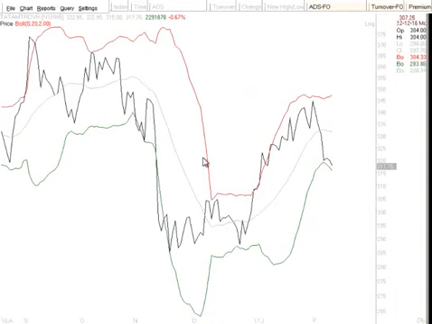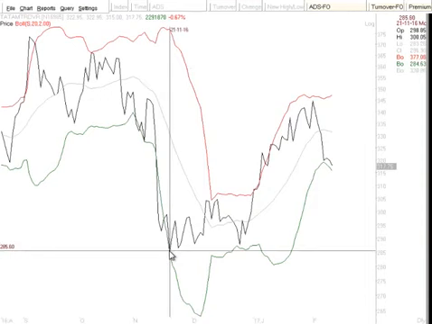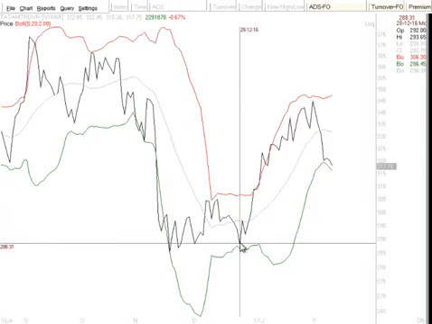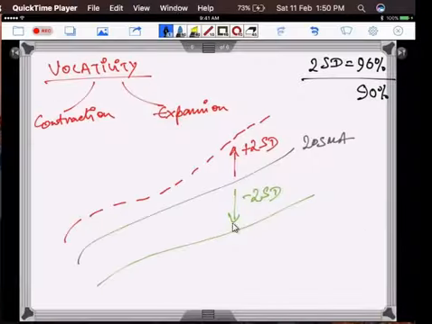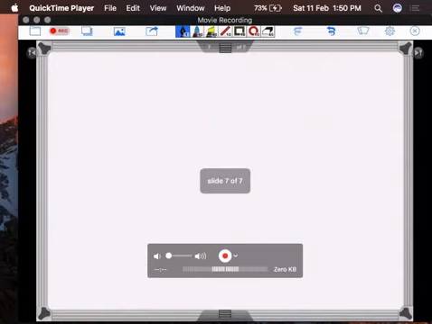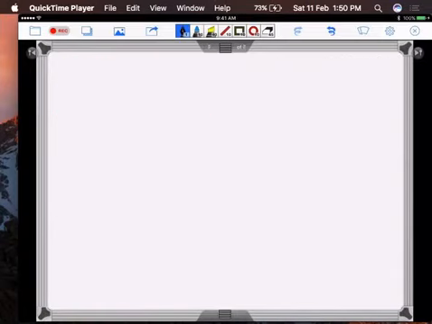Does it have any difference? At this point, look at where red is and where green is. Huge gap. And look at this point where red is and where green is. Less. So this is a volatile expanded band. This is a contracted band. So how do we use this? We can use Bollinger Band in 3-4 different ways.